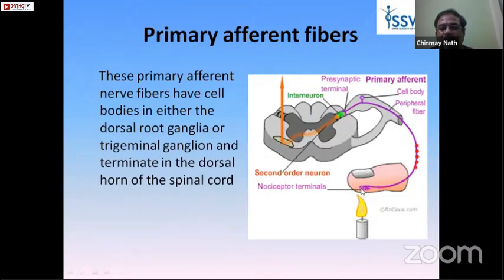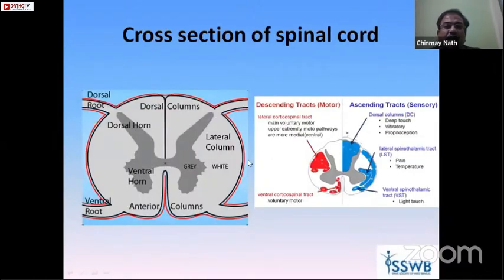The stimulation at the periphery goes to the first order neuron, into the synaptic cleft, the interneurons, and then the second order neuron from the synaptic cleft at the dorsal horn to the brain. This is the cross section of the spinal cord.